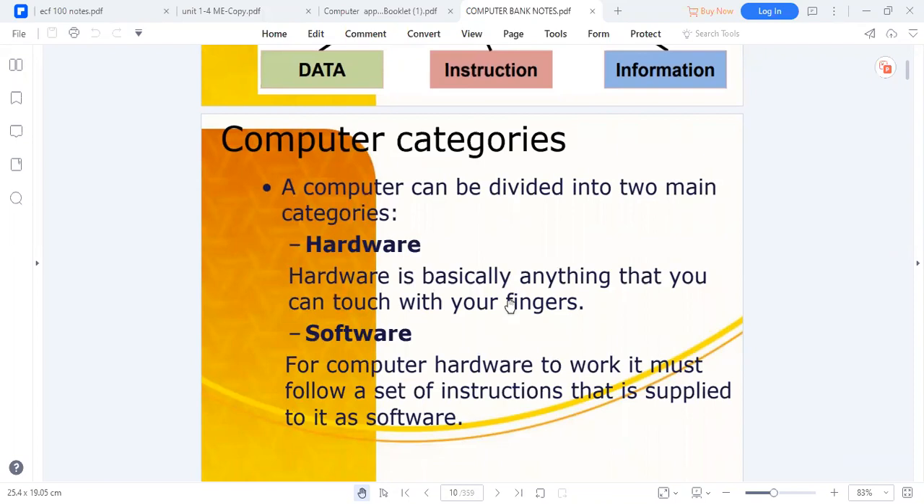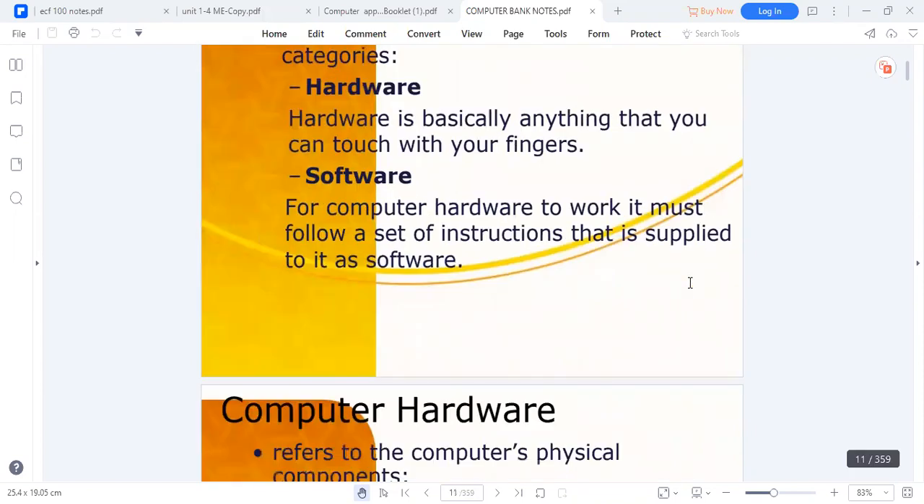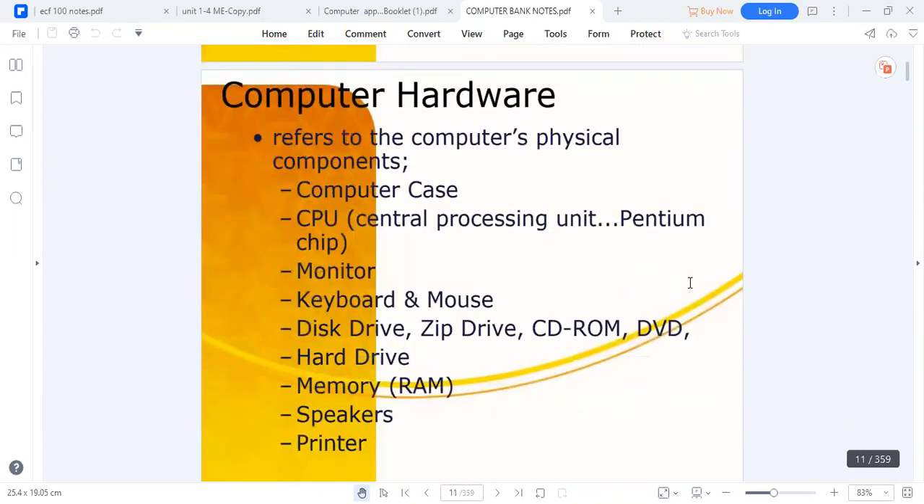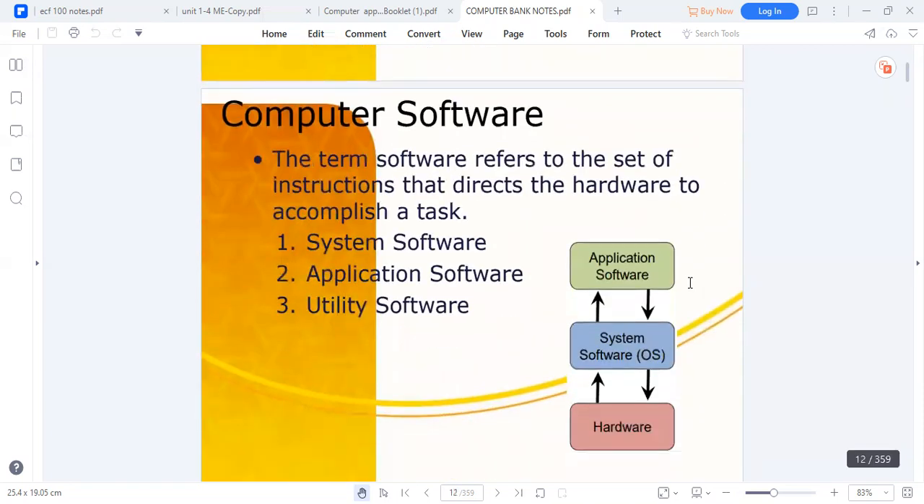A computer is comprised of 2 main categories: the software and the hardware. The hardware is simply what you can touch with your hands, and the software is intangible. Hardware follows a set of instructions that are supplied by software. The hardware part of the computer comprises the computer case, the CPU, the monitor, the keyboard, the disks, the hard drives, the memories, the speakers, and the printers, whereas the software is a system of application software, utility software, and system software that we are going to look at in depth.